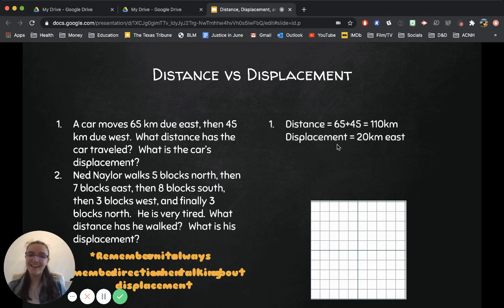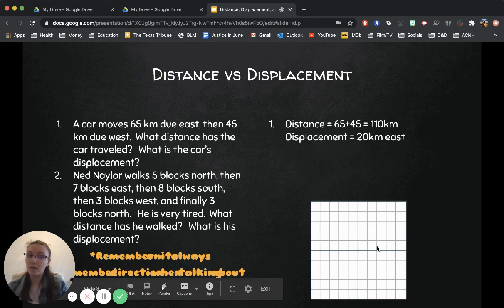The distance is 110 kilometers total, but the displacement is only 20 kilometers to the east. Then we've got this second example where we've got Ned Naylor walking 5 blocks north, then 7 blocks east, 8 blocks south, 3 blocks west, and 3 blocks north, and is very tired at the end. What distance has he walked and what displacement has he walked?